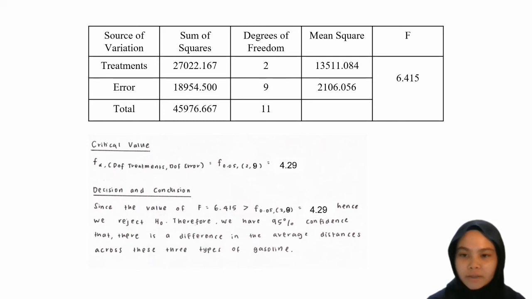Now, we will find the degrees of freedom. For the treatment, we get degrees of freedom 2 because we use k minus 1, where k is the number of brands, which is 3, brand A, brand B, brand C. For degrees of freedom error, we get 9 because we use capital N minus k, where capital N is the total number of cars, which is 12, and k is equal to 3. So 12 minus 3, we get 9. For degrees of freedom total, we get 11 because capital N minus 1, which is 12 minus 1.